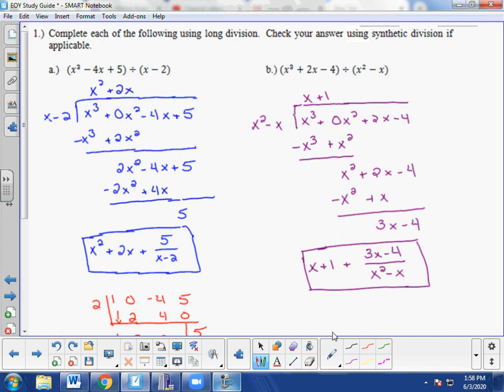And this would be our answer for problem B. Again, with problem B, there is no way to do synthetic division because the divisor is of degree 2.